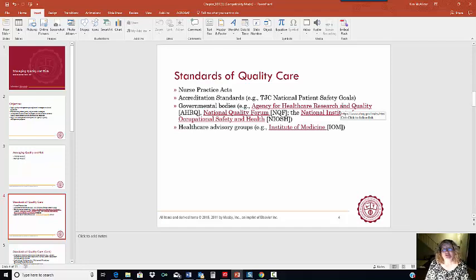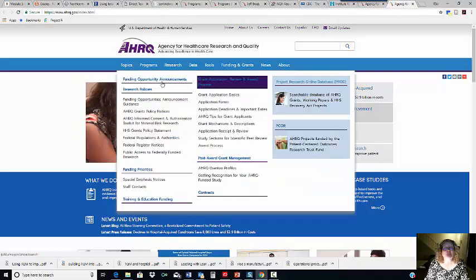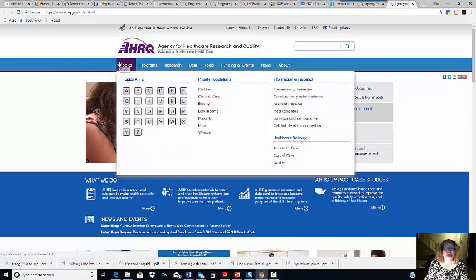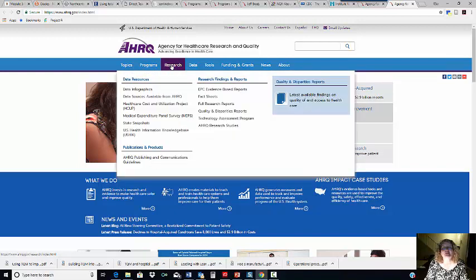The U.S. government created the Agency for Healthcare Research and Quality. We call it AHRQ, and you can go to their website and look at their programs. They have different topics that they cover. You'll see their priority populations. There are a wealth of programs. We'll look at the quality and safety program in just a moment. They have a wealth of research, fact sheets, all kinds of things that you can find to use.